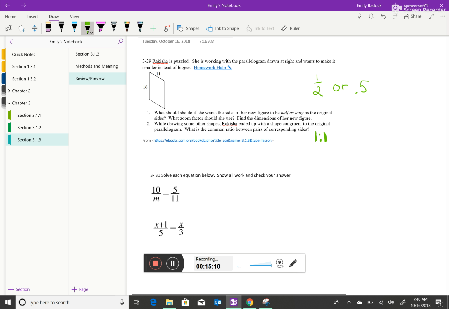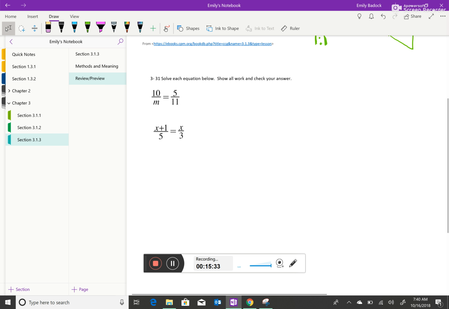Let's go back here. I forgot to find the dimensions of the other figures. So my length here is going to be 8. And then my top here is going to be 5.5. So if you want to cut it in half, you just divide all the sides by 2. Divide by 2.